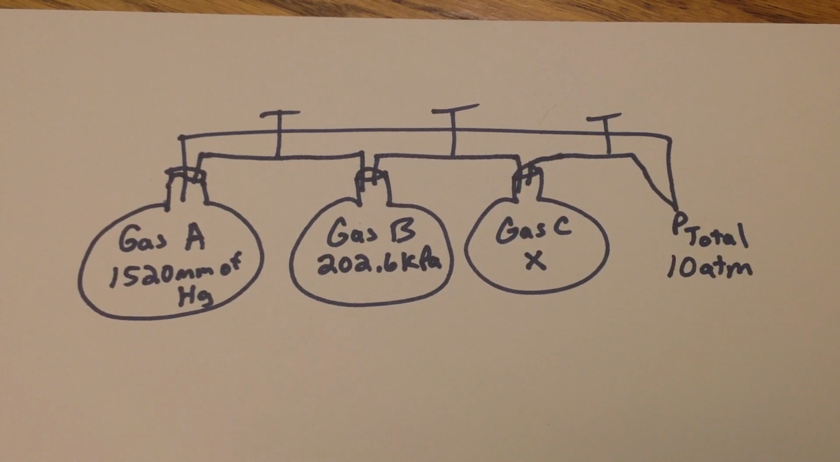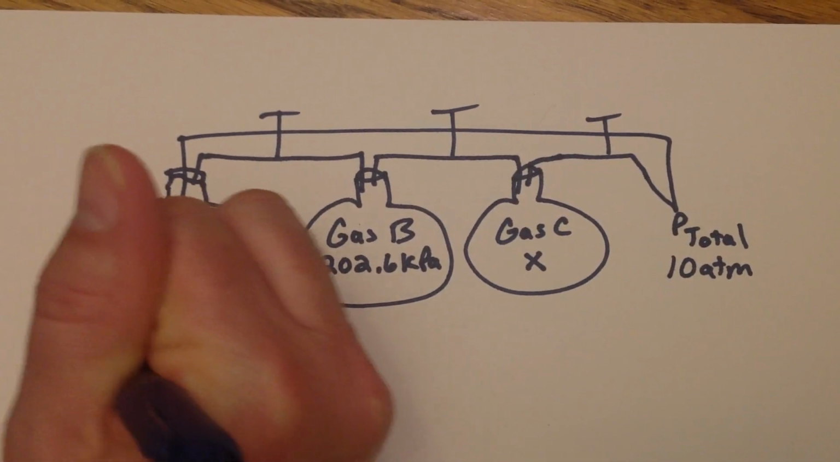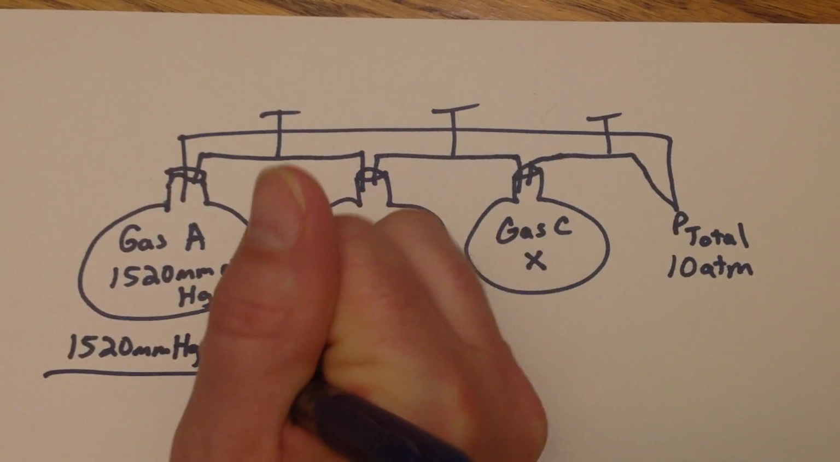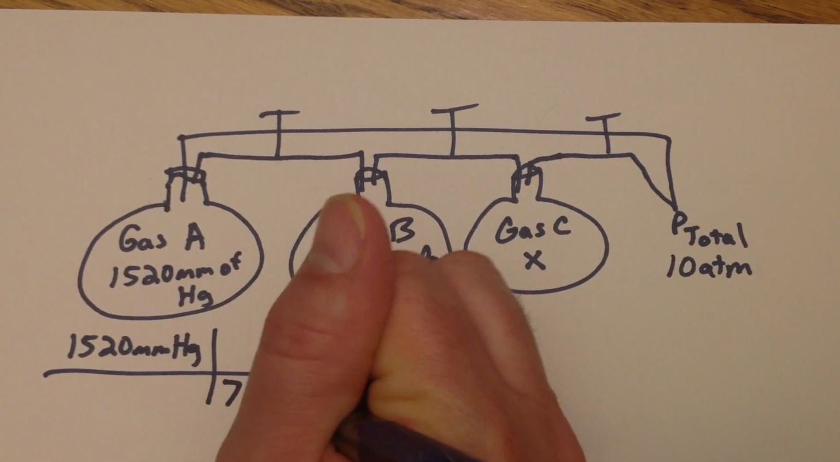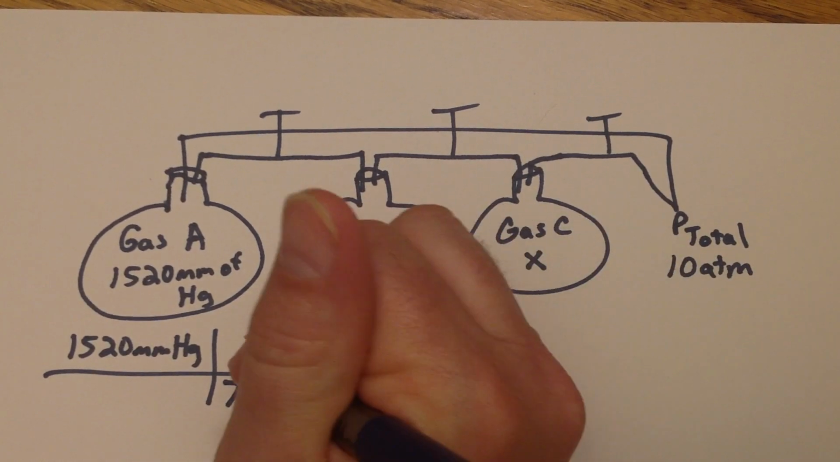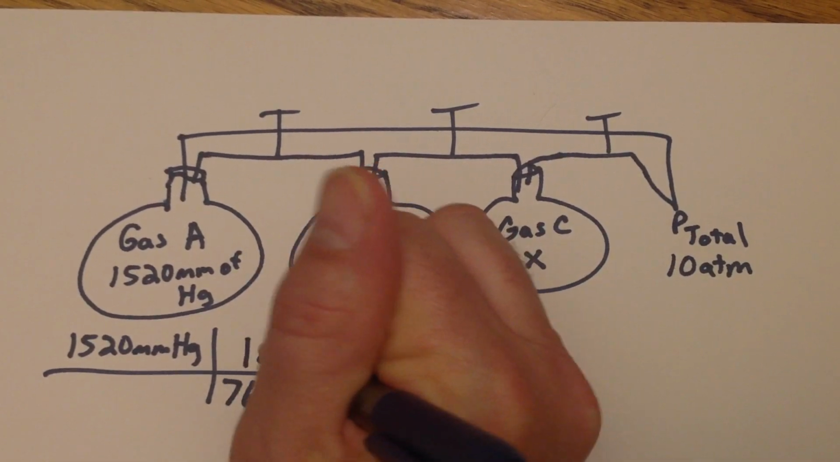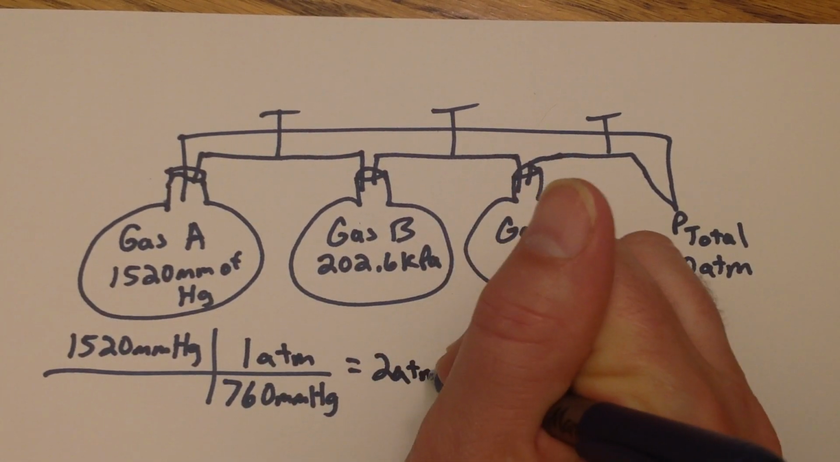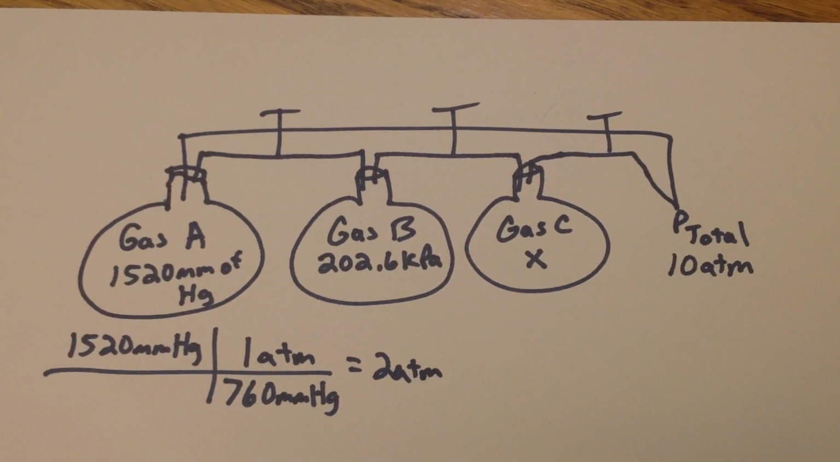Ooh, this is a lot different than that first problem, isn't it? But if you know your conversions, you just simply convert all of them to ATM. So remember the 1520 millimeters of mercury. If we use our factor label, that's 760 millimeters of mercury. That's from last week's lesson, is 1 ATM. That makes this simply 2 ATM.